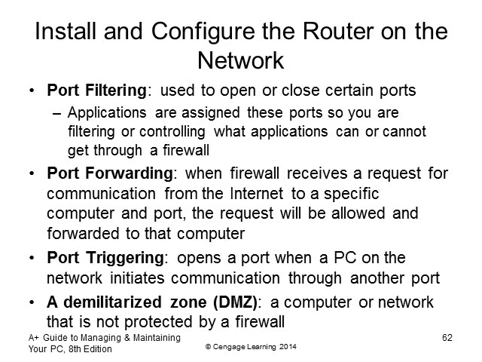Port forwarding is when a firewall receives a request for communication from the internet to a specific computer and port, and the request will be allowed and forwarded onto that computer. Port triggering opens a port when a computer on the network initiates communication through another port. DMZ is the demilitarized zone. That's a computer or network that's not protected by a firewall.